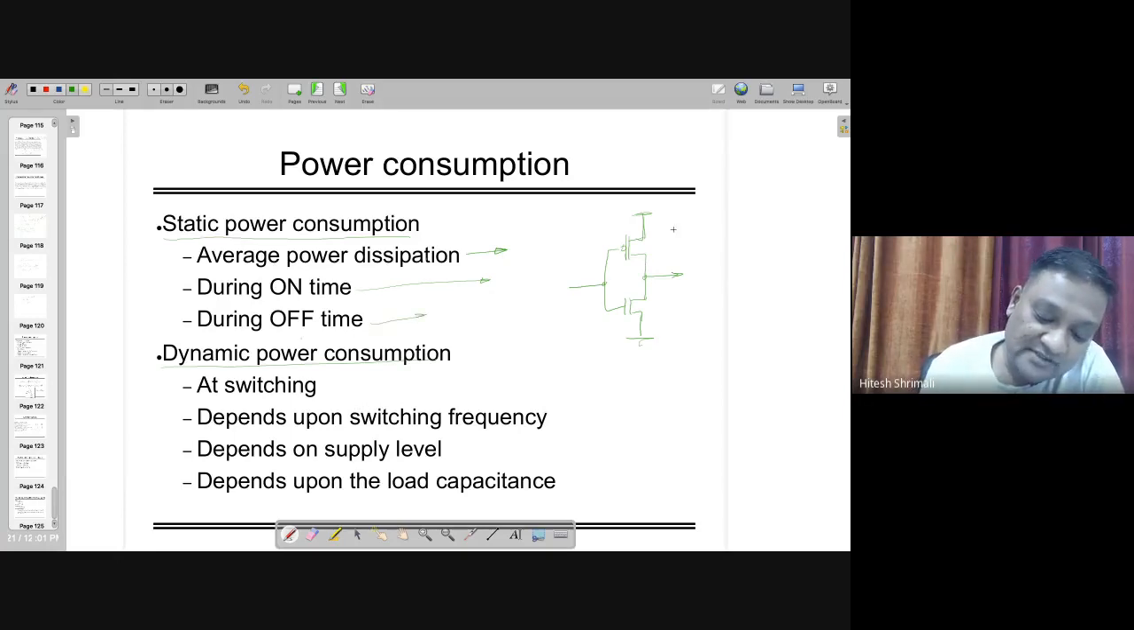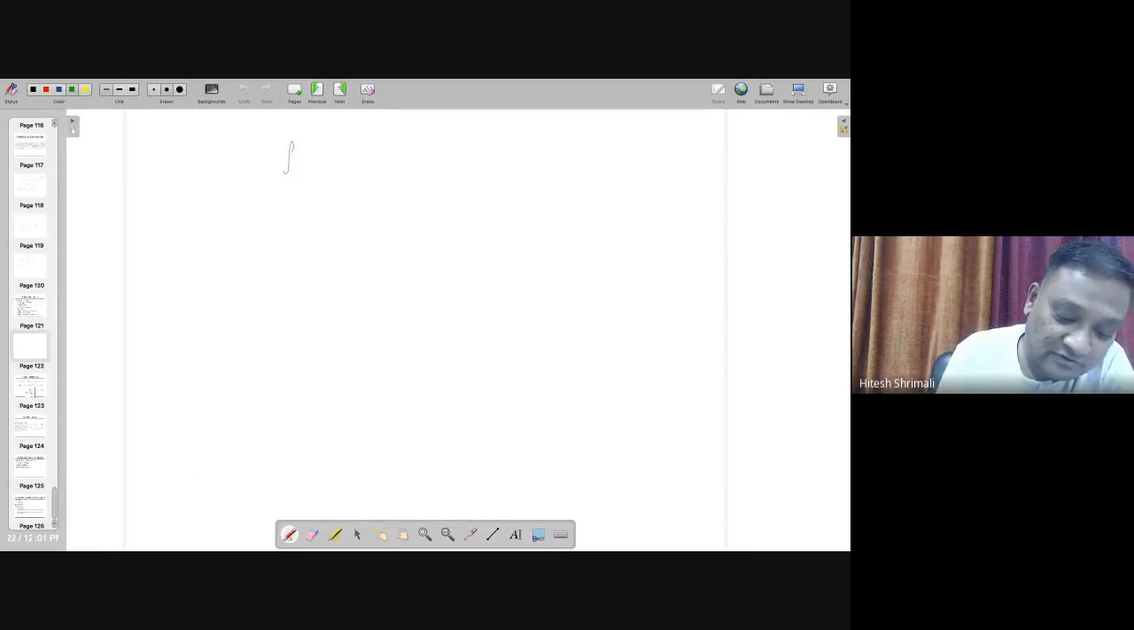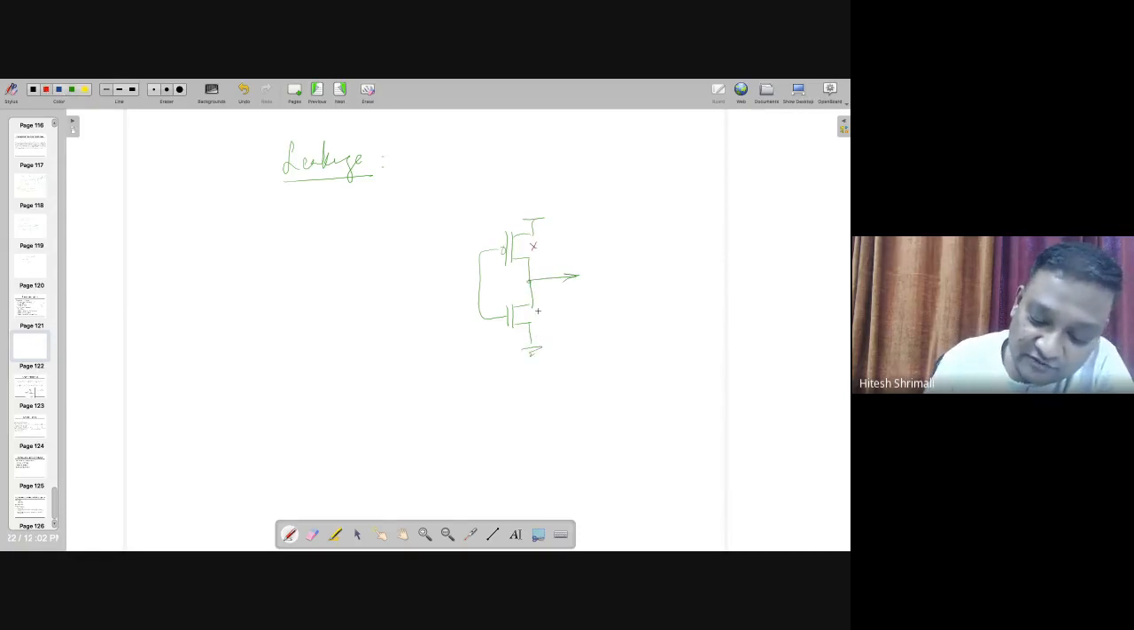So when this inverter is off, both the transistors are off, let's say, and if I want to find out the power consumption, that is known as the leakage. So when both the transistors are off by some means, if this is turned off, this is also turned off.